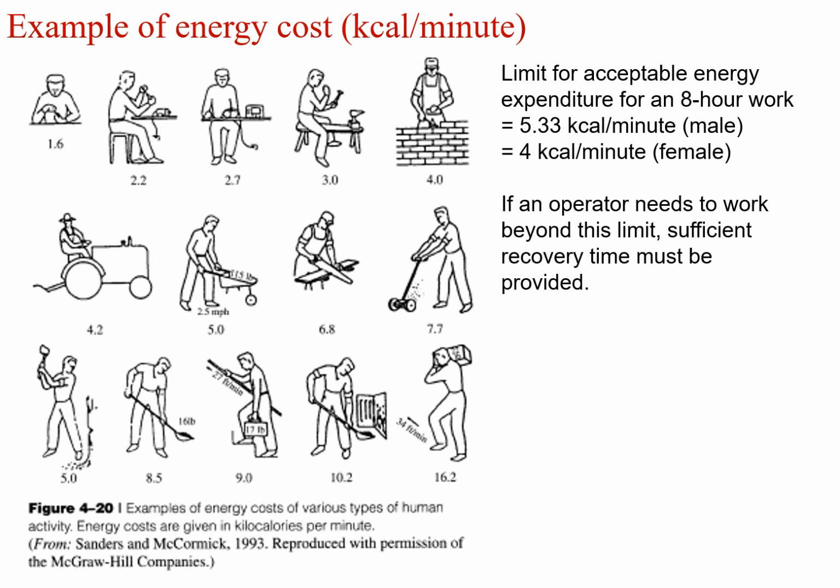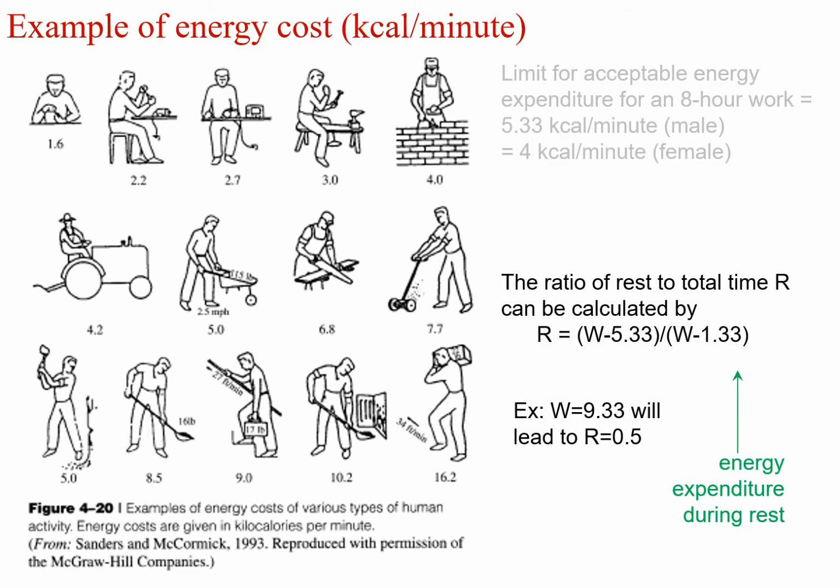Generally, there are limits on energy expenditure that our worker should be able to maintain within 8-hour work. For men, about 5.33 kilocalorie per minute is the maximum allowable. For women, about 4 kilocalorie per minute is the maximum allowable. If an operator works beyond this limit, he will need some recovery time during the working time. This energy expenditure estimate and its limit can be used to calculate work-rest cycle.